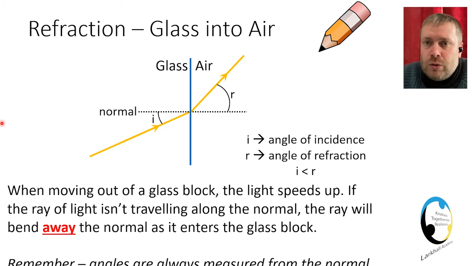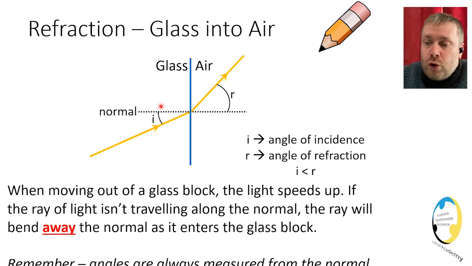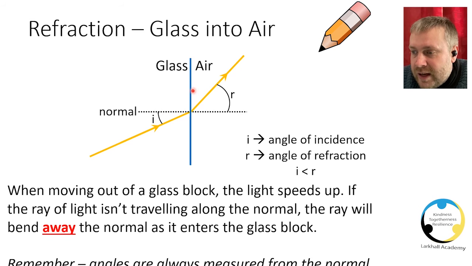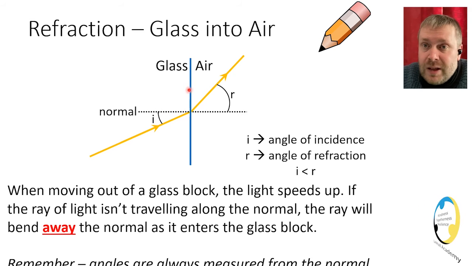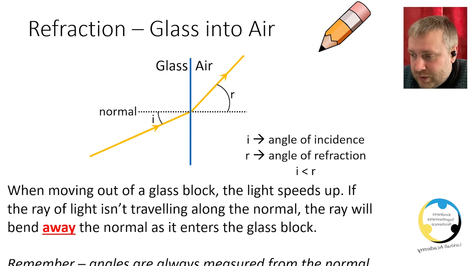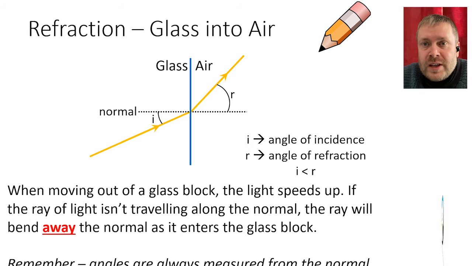I'm going to say this loads and loads of times over the next couple of years. But it's always from the normal. So I've started here, I've measured round to the ray of light. So I've started at the normal, measured to the ray of light, started at the normal, measured to the ray of light. If I were to have measured this angle in here between the glass and the angle here, that's the wrong angle. That would cost me marks if I was answering a question on it. So it's always this angle in here and this angle here. I'll give you a chance to pause at this point in time.